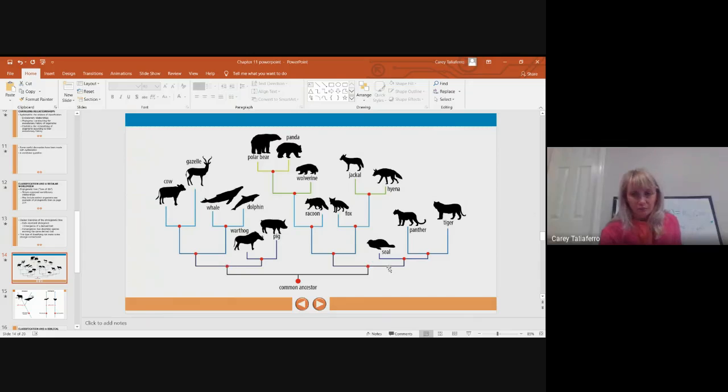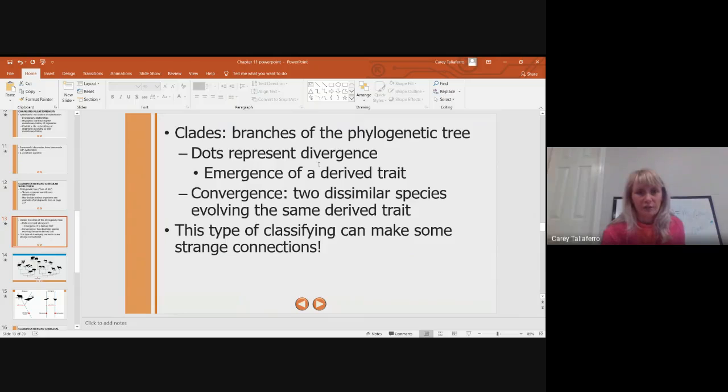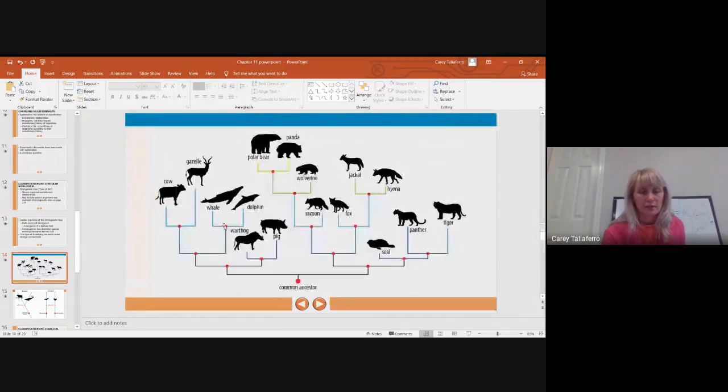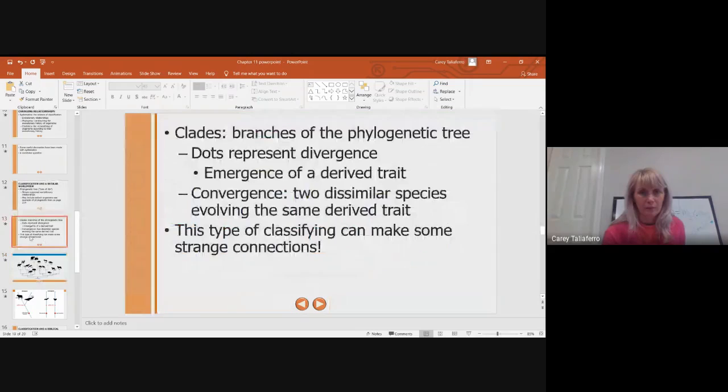But then if you look at these branches here, these branches are clades. We call them clades. So let's go back up here to our definition. These are the branches of the phylogenetic tree. And when you see those dots, let me go back, these red dots, those represent divergence. And what does divergence mean? What do you think?